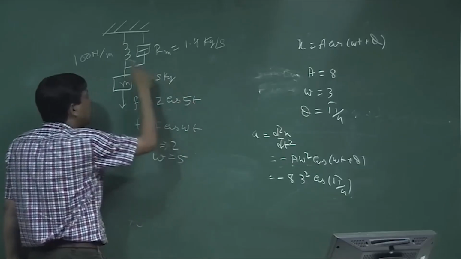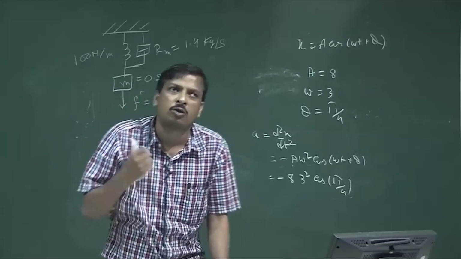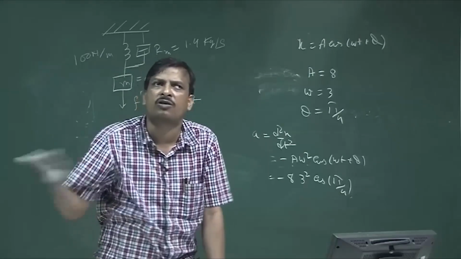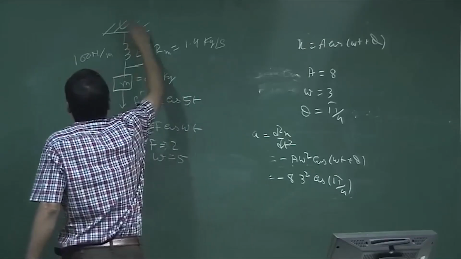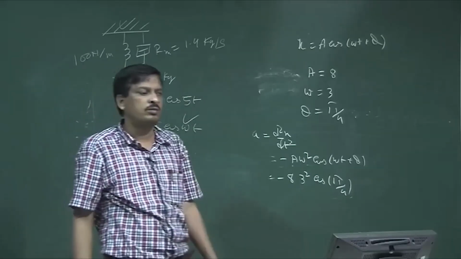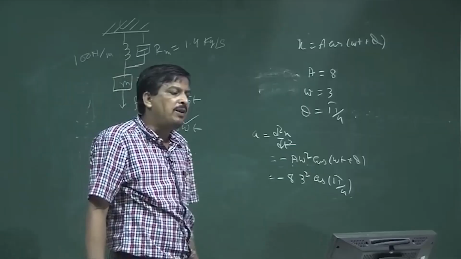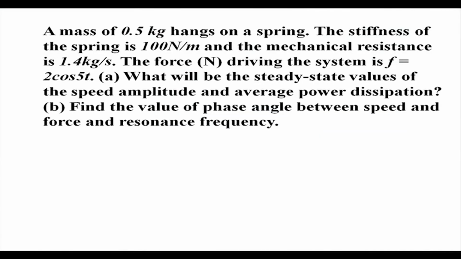If this mechanical oscillation is in steady state, I have not considered the transitory part. That means the frequency of oscillation of the mechanical system is equivalent to the frequency of the force. So what will be the steady state value of the speed amplitude and average power dissipation?